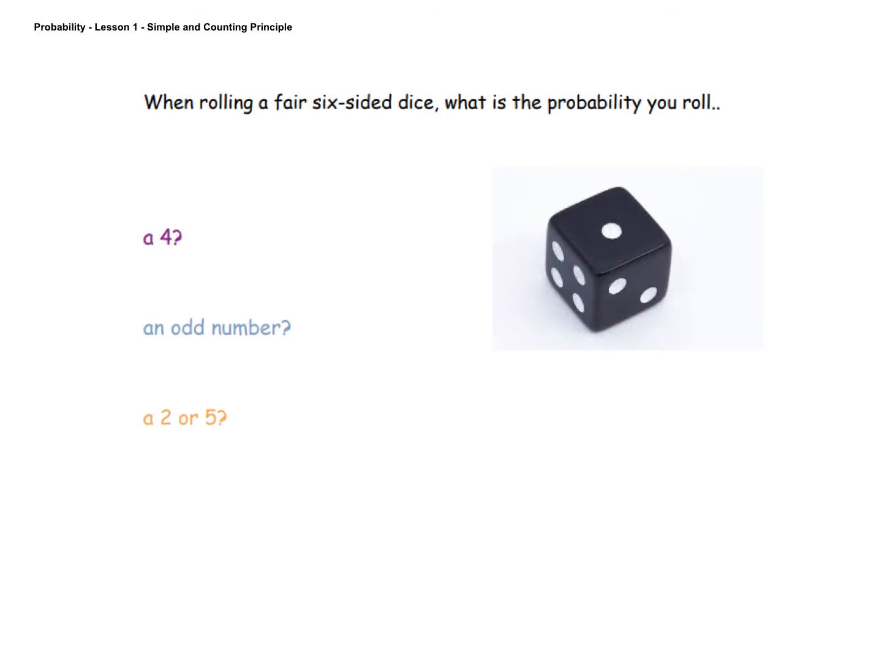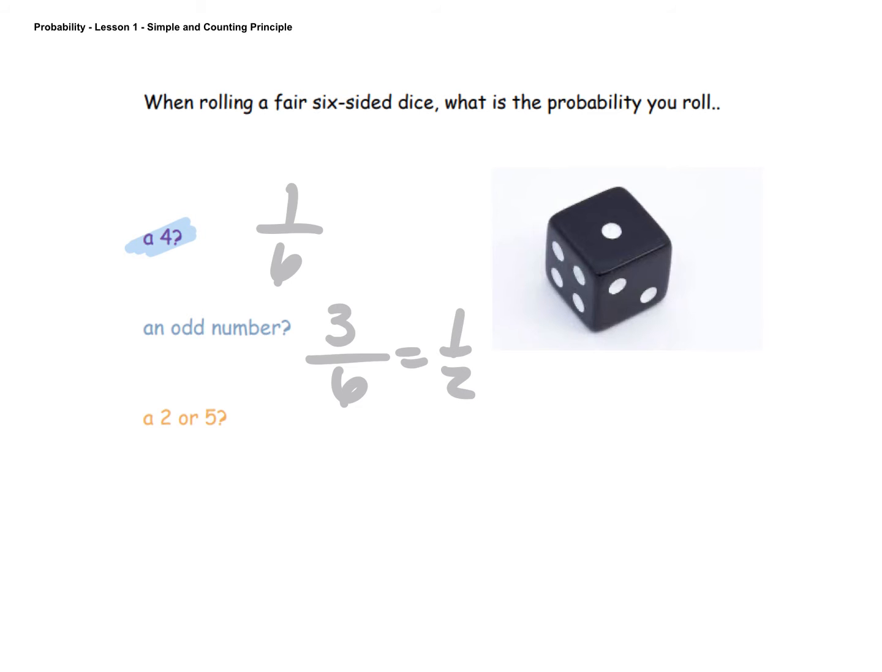All right. So what's the probability of rolling a 6-sided die and getting a 4? Well, there's one thing that makes you win out of 6 things, so 1 in 6. An odd number. How many things make you win? There's 3 things that make you win. 1 and 3 and 5 out of 6 things possible. So 3 out of 6 simplifies to 1/2.